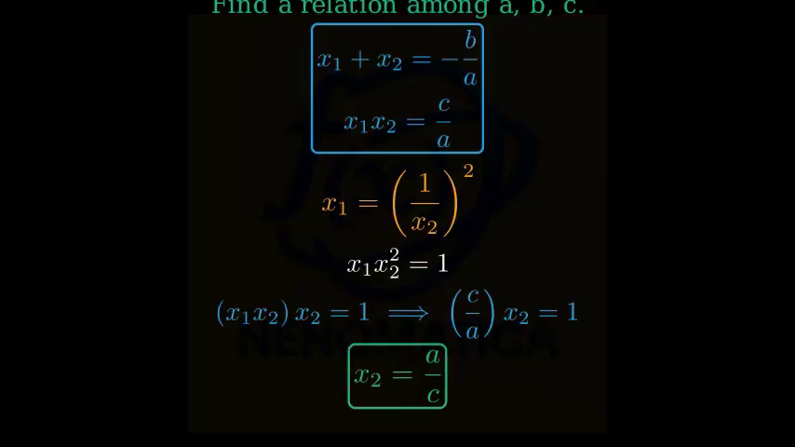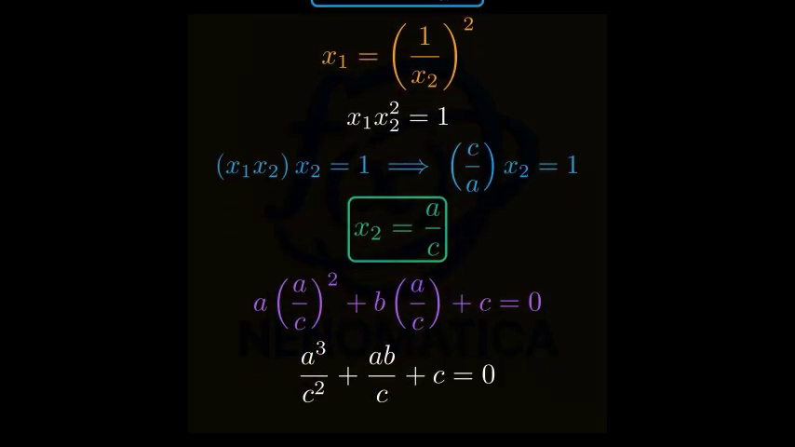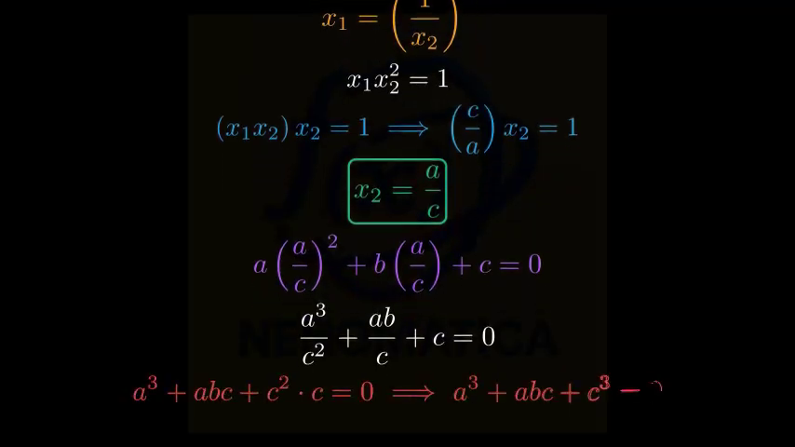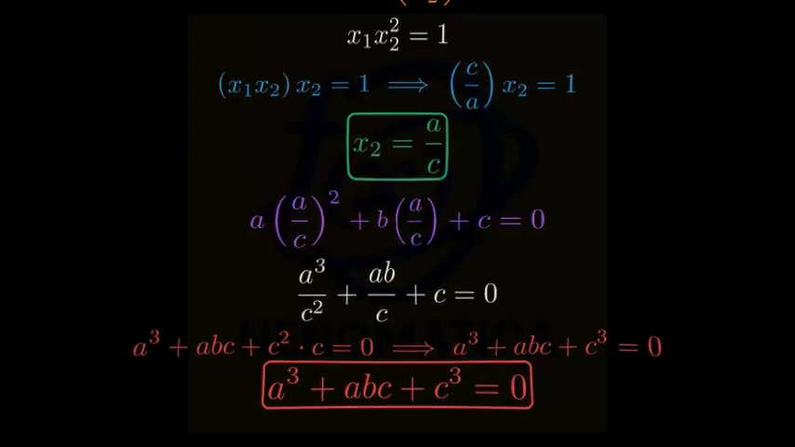Because x2 is a root, it must satisfy the quadratic. Substitute x equals a over c into ax squared plus bx plus c equals 0. Simplify the fractions. Now clear denominators by multiplying by c squared. This yields the desired relation among the coefficients.